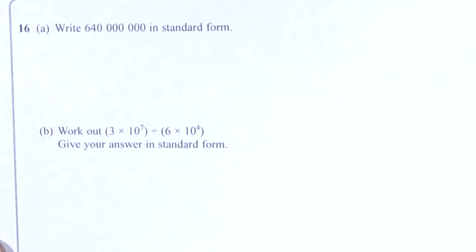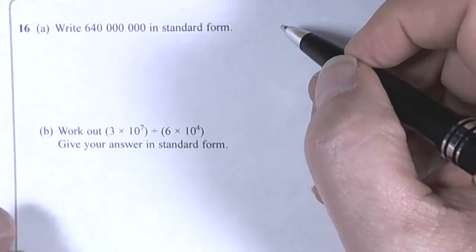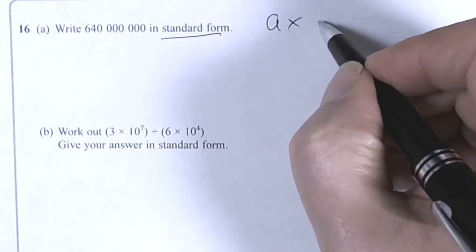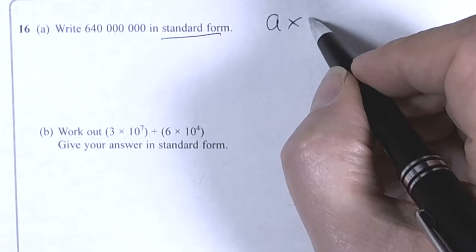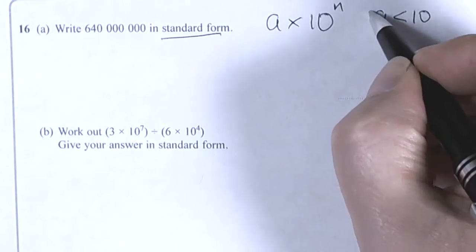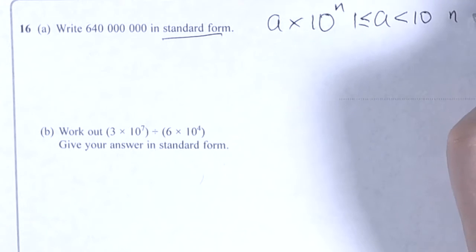So this question talks about standard form, so we recognise straight away that standard form answers should be in the format of something times 10 to the power of something, where the beginning part is less than 10, greater than or equal to 1, and n is an integer.